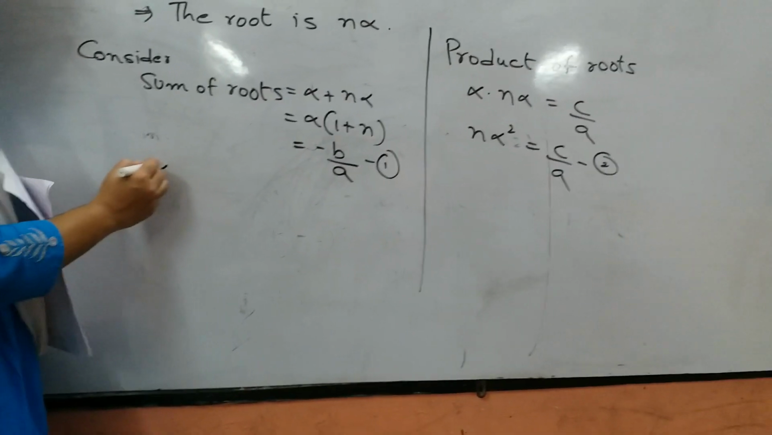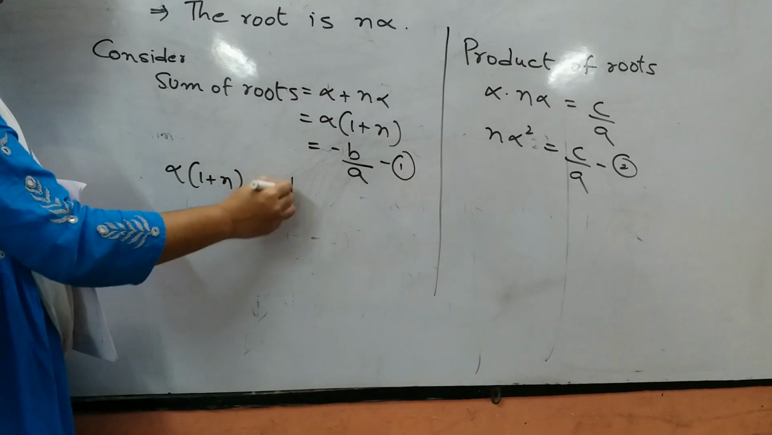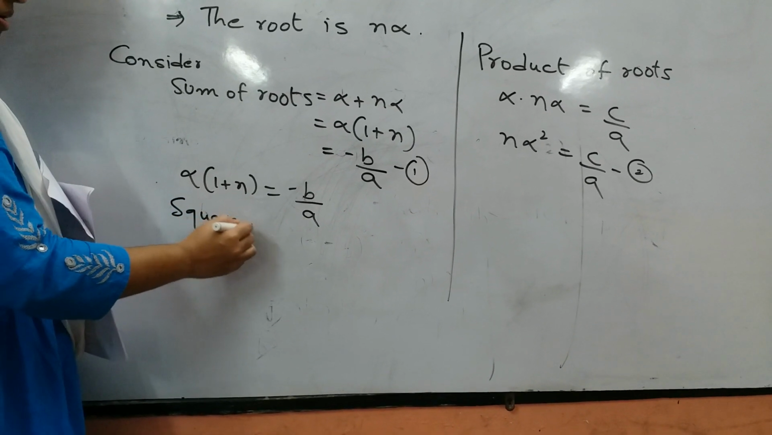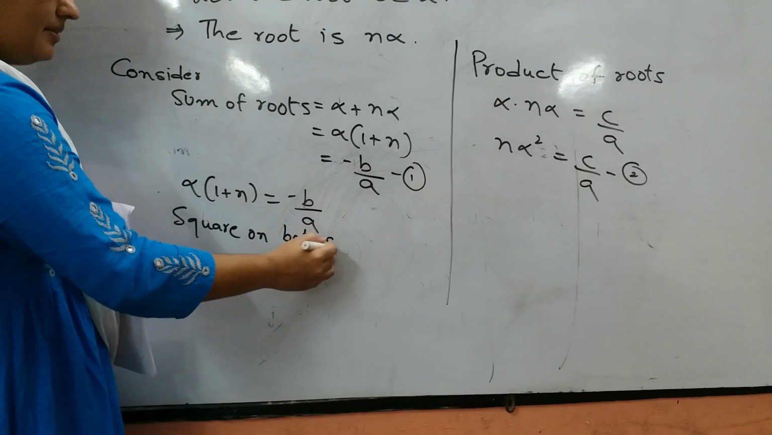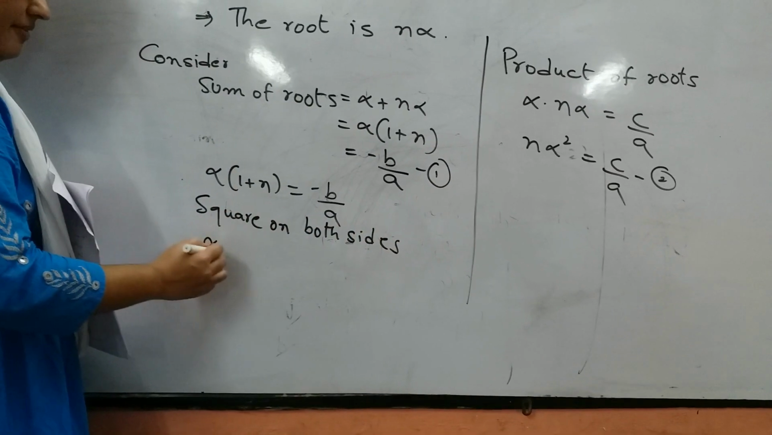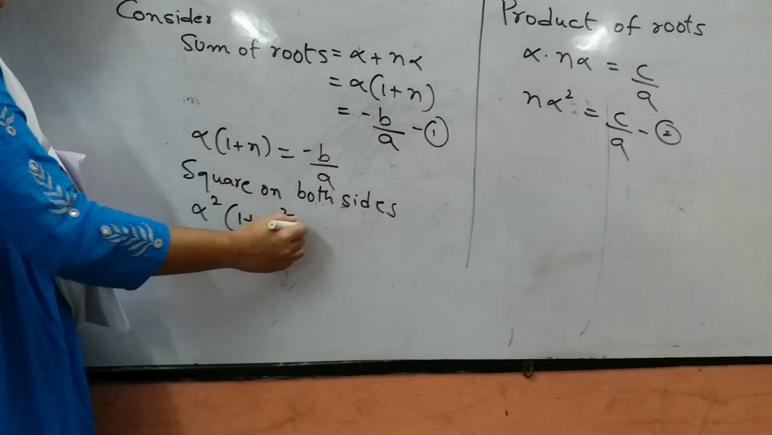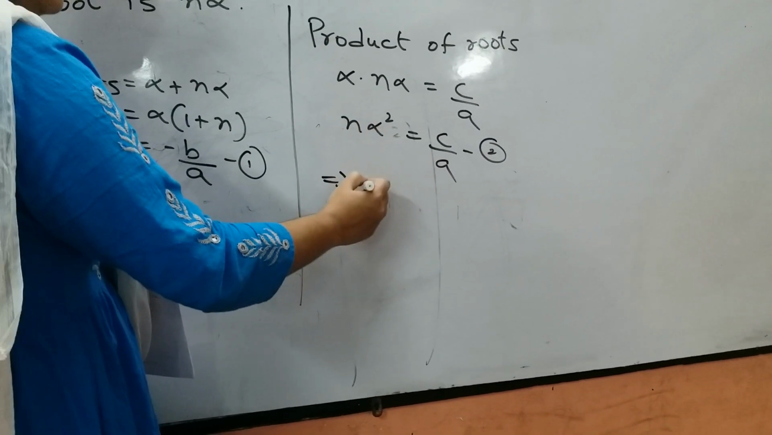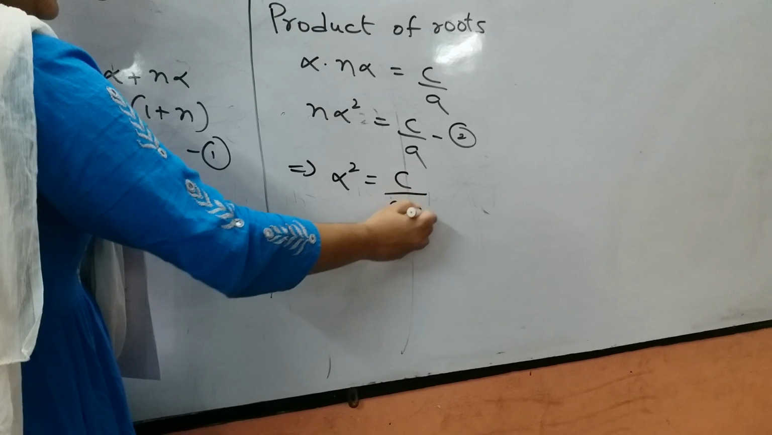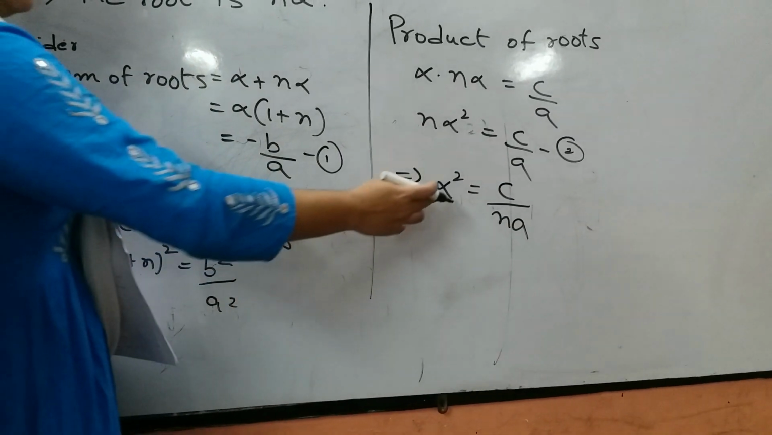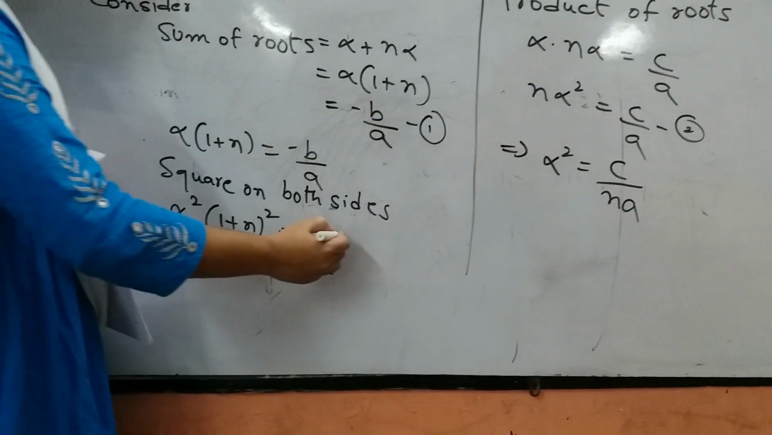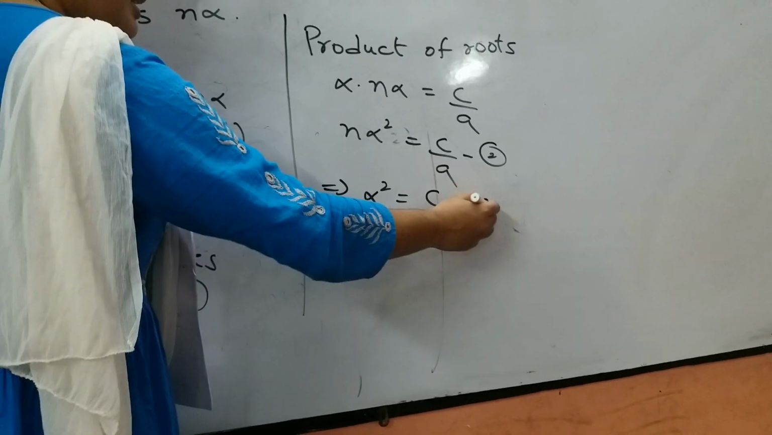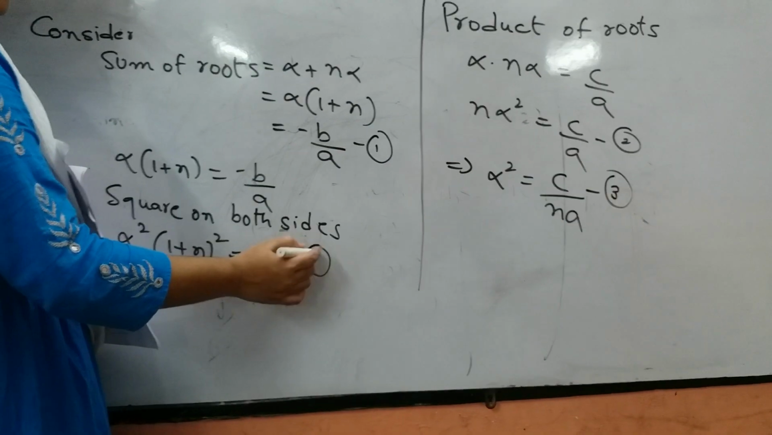Now alpha into (1 plus n) is equal to minus b by a. Square on both sides. What do you get? Alpha square into (1 plus n) square is equal to b square by a square. Here what is alpha square? Alpha square is equal to c by na. What we'll do is we'll substitute alpha square value in equation 3. Let us call this as 3, and let us call this as 4.